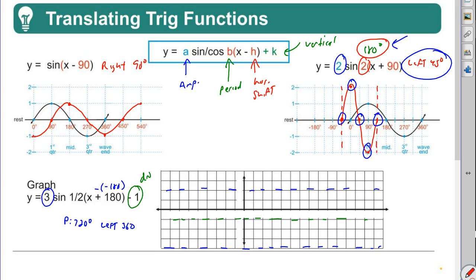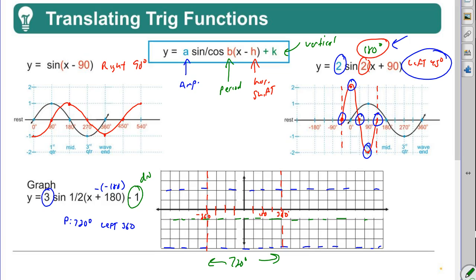And so let's just go 90, 180, 270, 360. All right, so there's negative 360, so this is going to start right here. Okay, and so again, 90, 180, 270, 360. Okay, so now I've got that established. Now my period is 720 degrees. And so notice then, therefore, my wave is going to end there, right? A 720 degree period.